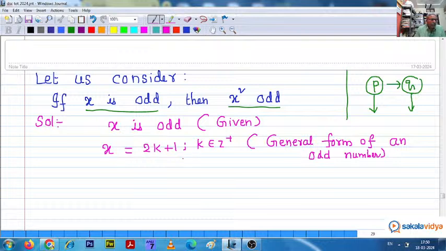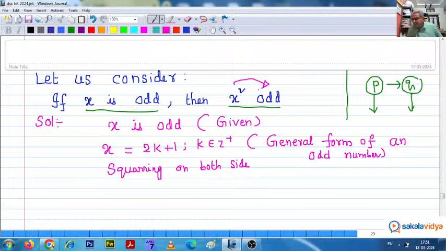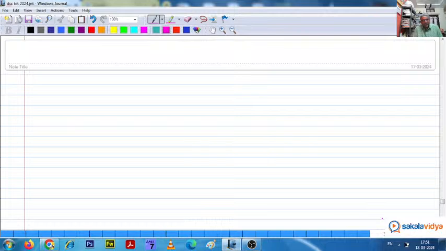So, we can write x is equal to 2k plus 1, squaring on both sides, because we need to show that x square is odd, so we need to square it. If you square, what do you get now here? X whole square is equal to 2k plus 1 whole square, right. Then what do we get now? Once again, x square is equal to 2k plus 1 whole square.